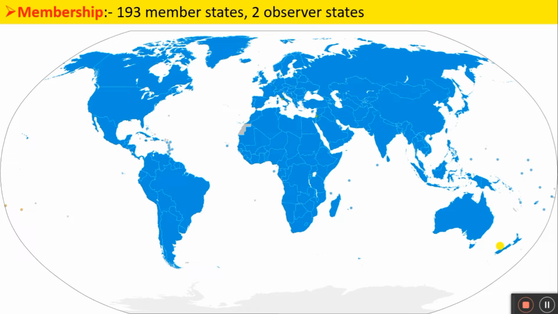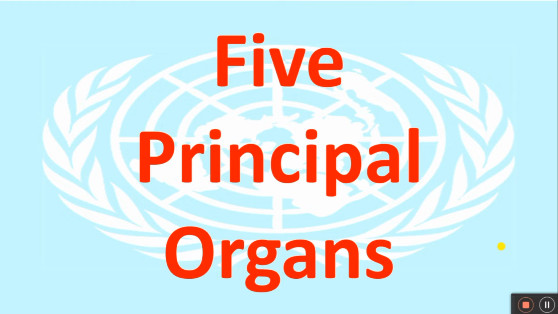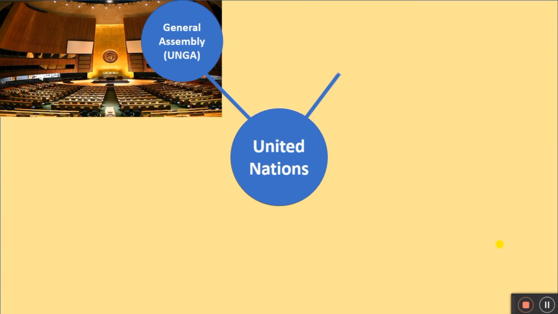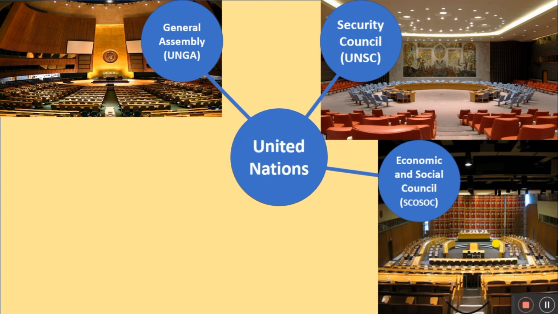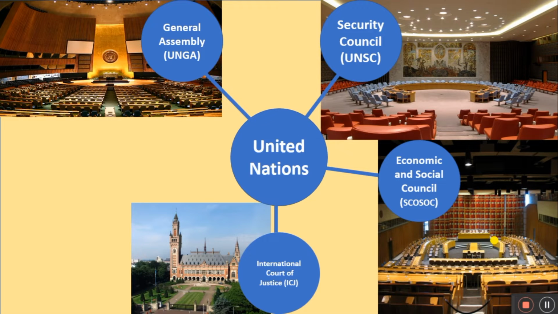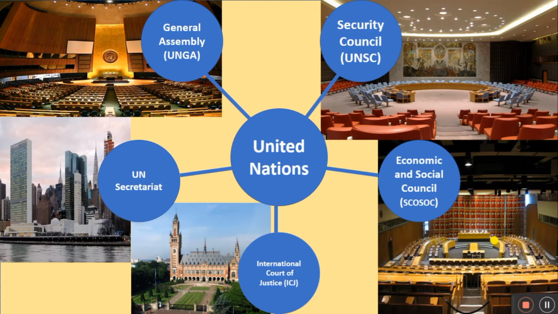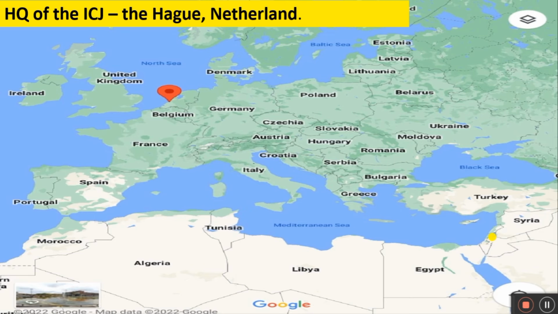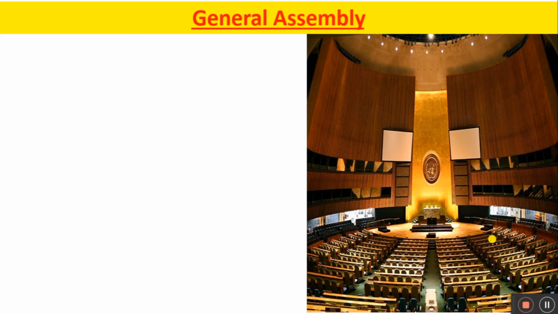Now let us talk about the principal organs of the United Nations. There are 5 principal organs of the United Nations. These are the General Assembly, the Security Council, the Economic and Social Council, the International Court of Justice, the UN Secretariat. Out of the 5 principal organs, the 4 are headquartered at New York City of the US. The 5th, that is the International Court of Justice or ICJ, is seated in The Hague, Netherlands. Now let us discuss each of the principal organs one by one briefly.